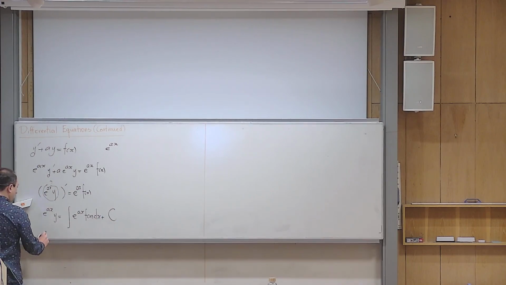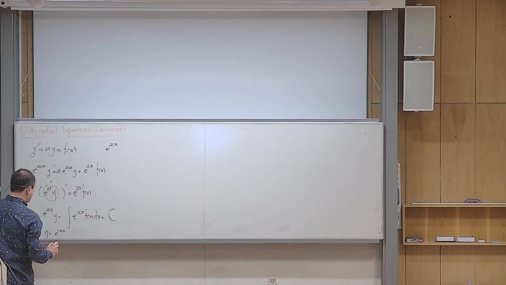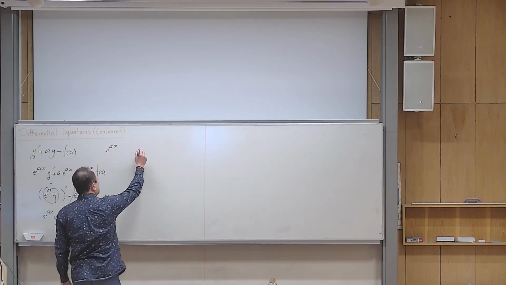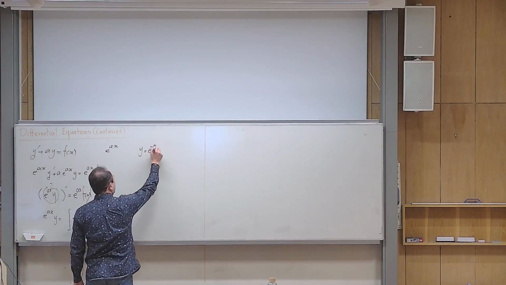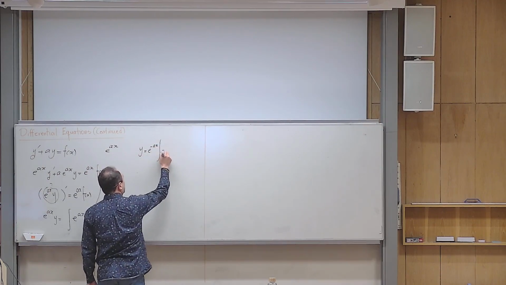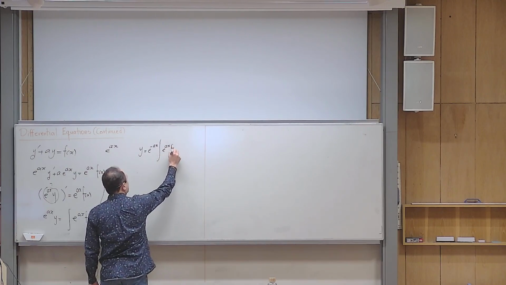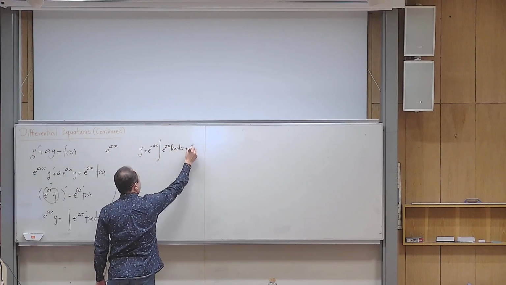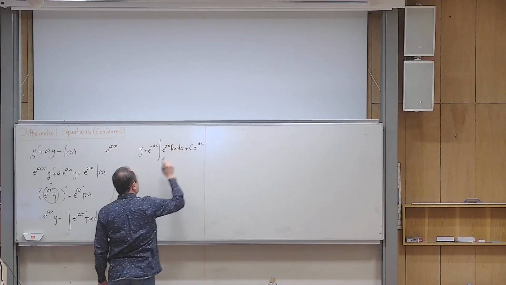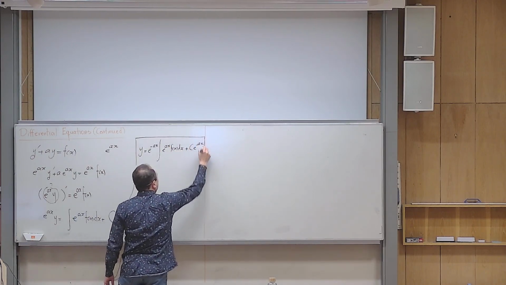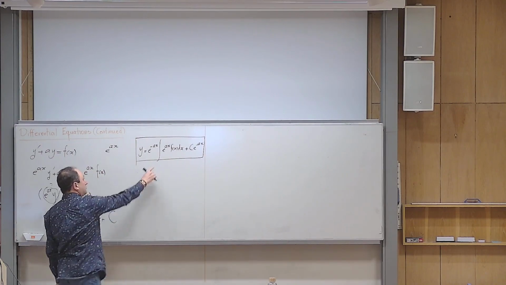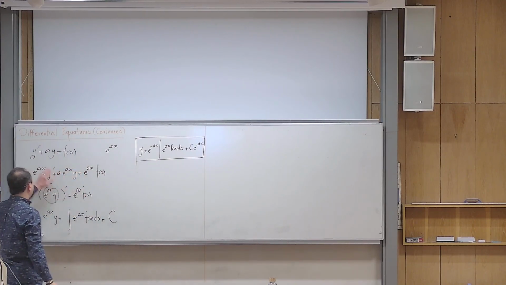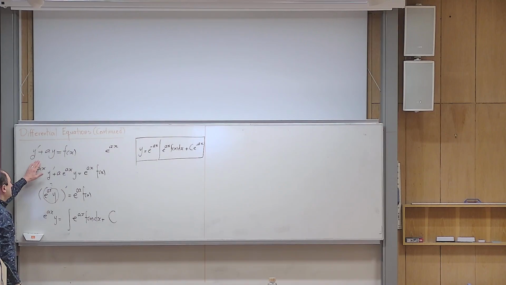And then we want to find y, so I have to divide everything by e to the power ax, which becomes e to the power minus ax. So y equals e to the power of minus ax times the integral of the function dx, and then I have c e to the power of minus ax. So this is the general formula that you can use to solve these equations no matter what f of x is.